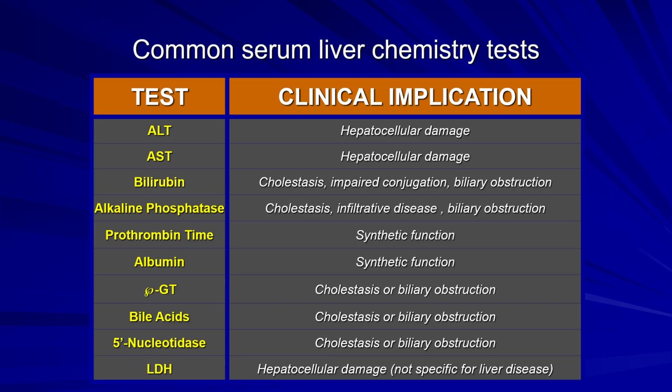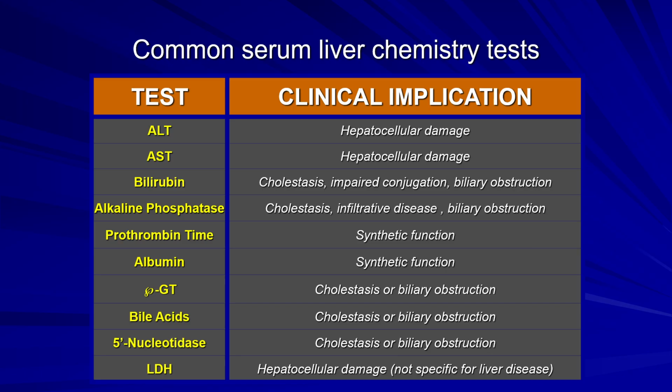Here is a summary of how to interpret liver function tests. The ALT and AST usually reflect hepatocellular damage, and depending on whether the increase is mild or severe, you should consider viral hepatitis, autoimmune hepatitis, drug-induced hepatitis, or non-alcoholic steatohepatitis. Bilirubin can be increased in cholestasis, as mentioned before.